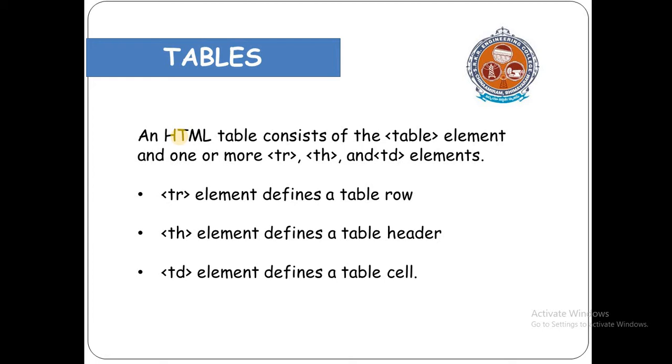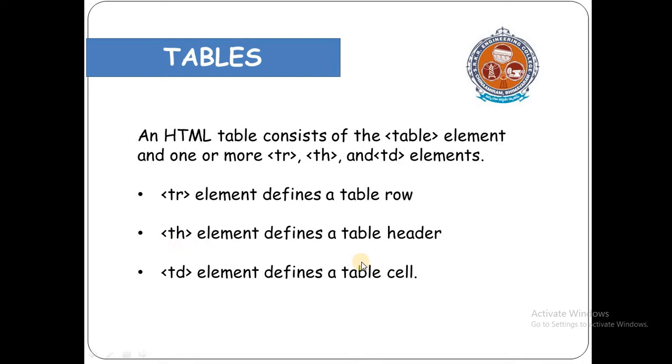First one is the tr element. It defines a table row. Now, a table is nothing but a combination of rows and columns. So tr means if you combine four trs and you add data in it, it will form columns. So tr is nothing but table row.